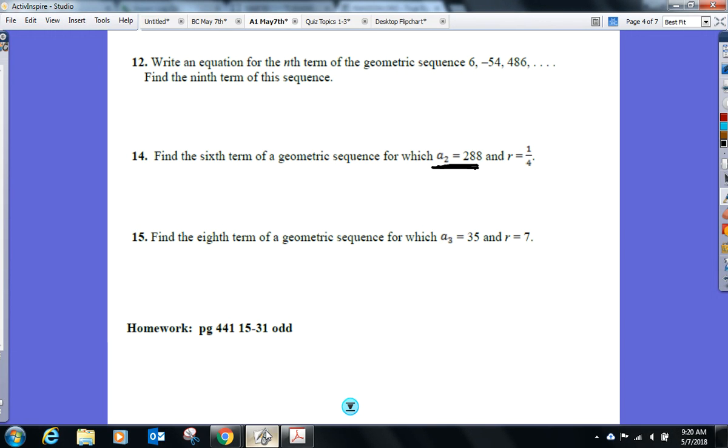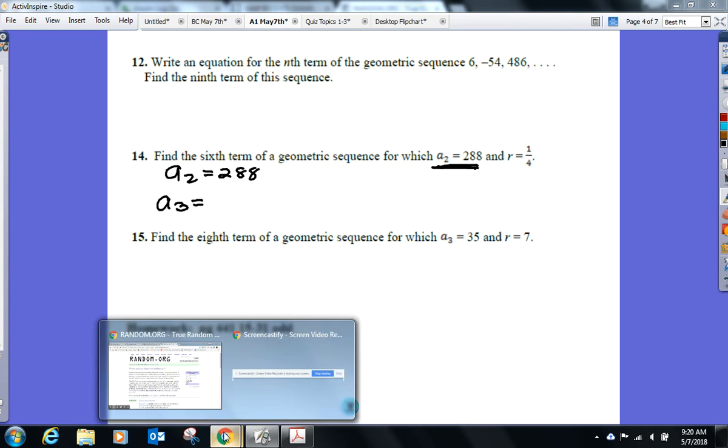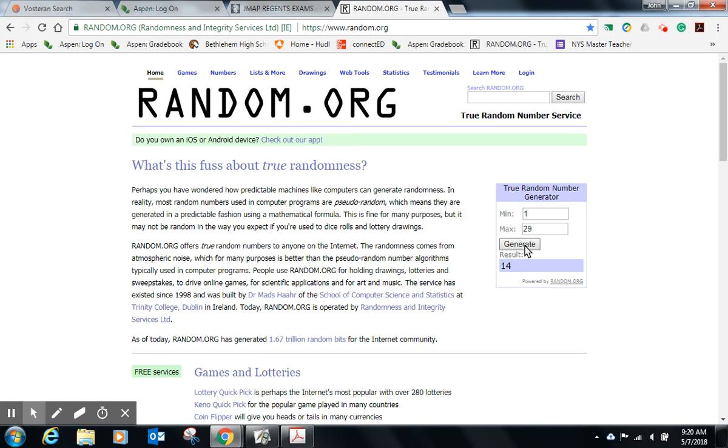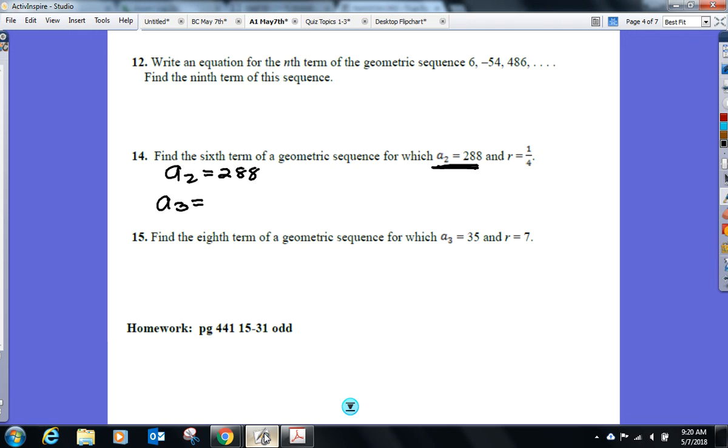1/4. You know the second term, ready? The second term is 288. What's the third term? How do you find the third term? By multiplying by 1/4. So 288 times a fourth, and I'll take that to find the fourth term, the fifth term, and the sixth term. I keep multiplying by a fourth. Yep. All right, we're good from there.